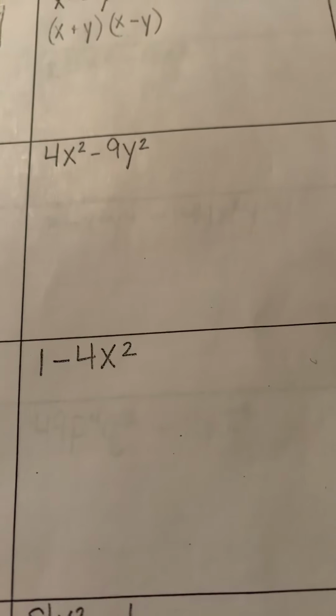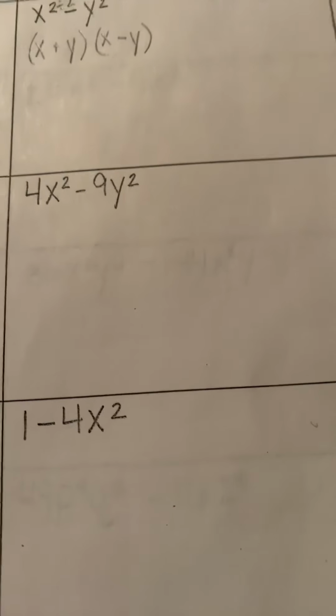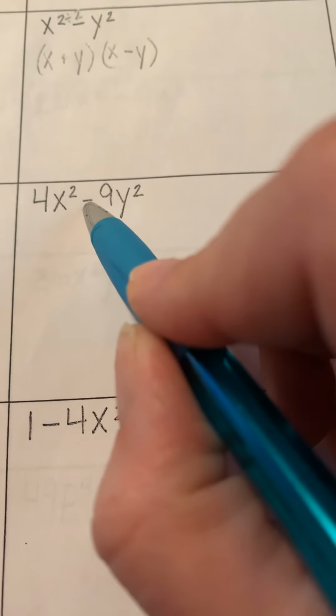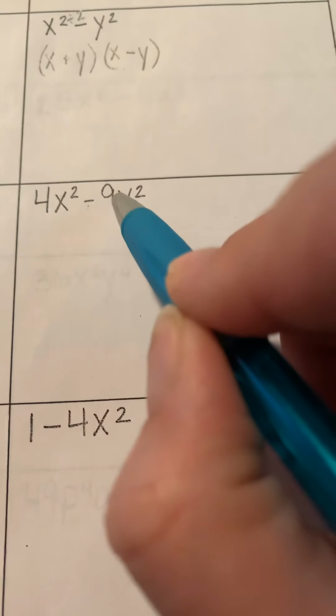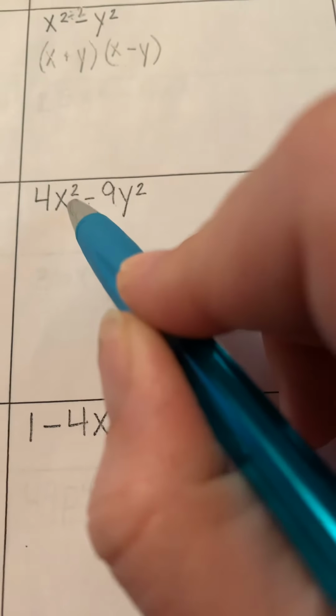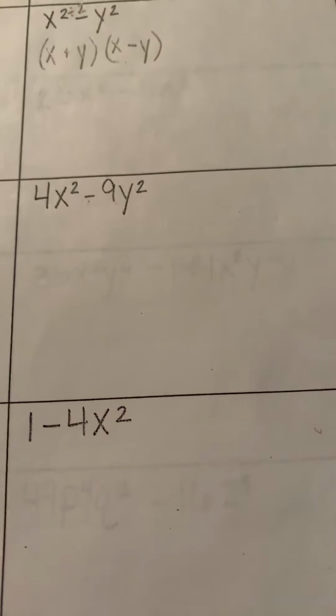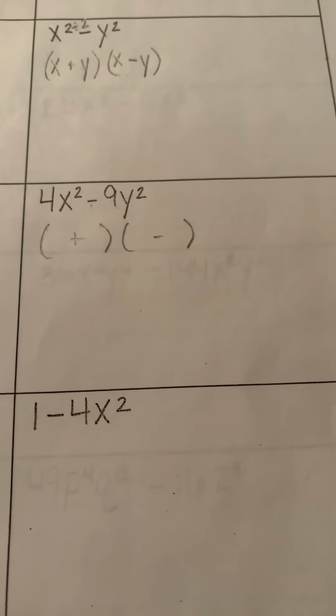Looking down at number 2 here, 4x squared minus 9y squared. We've got a minus, 4 is a perfect square, 9 is a perfect square, x squared is a perfect square, y squared is a perfect square. So set up your two sets of parentheses, one with a plus, one with a minus.